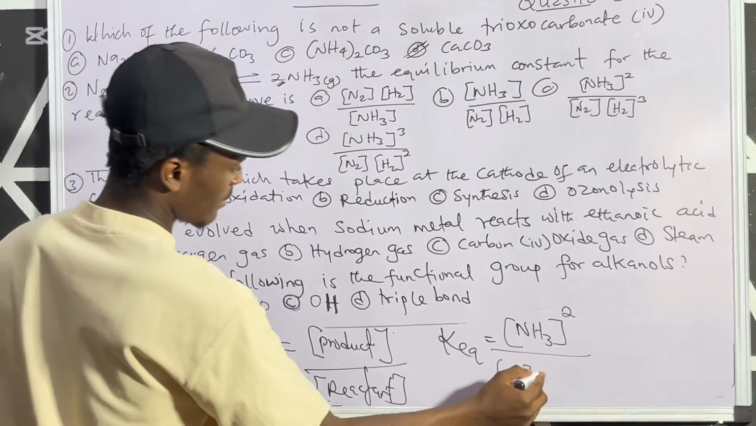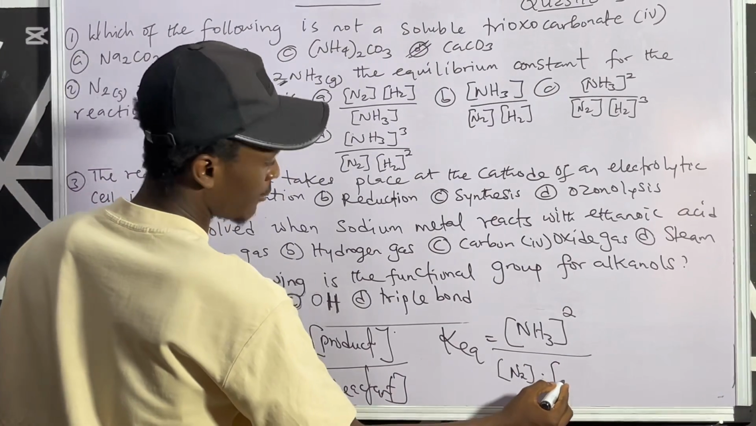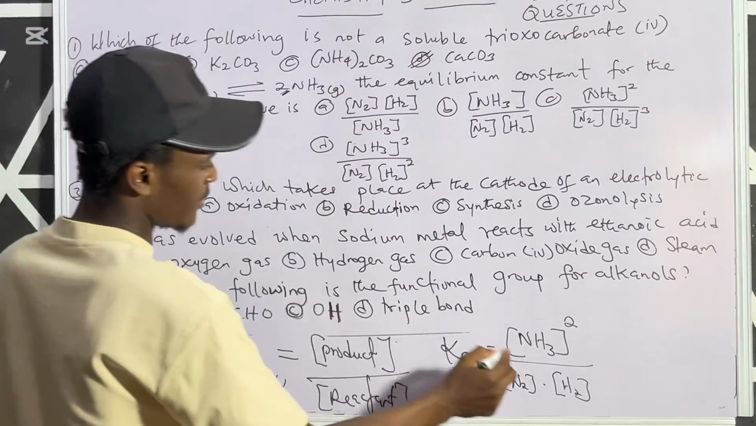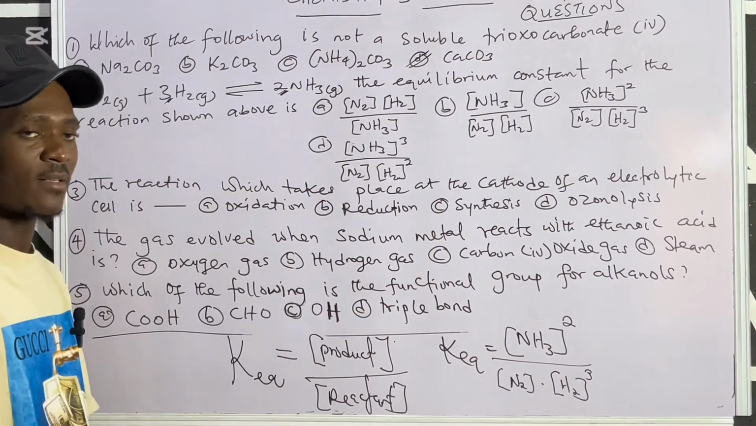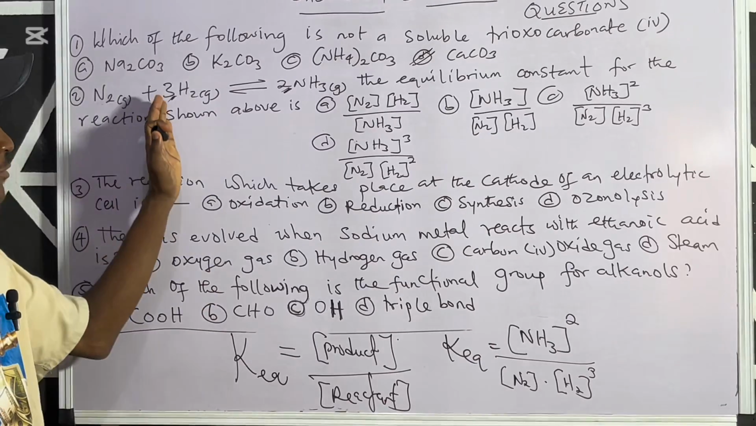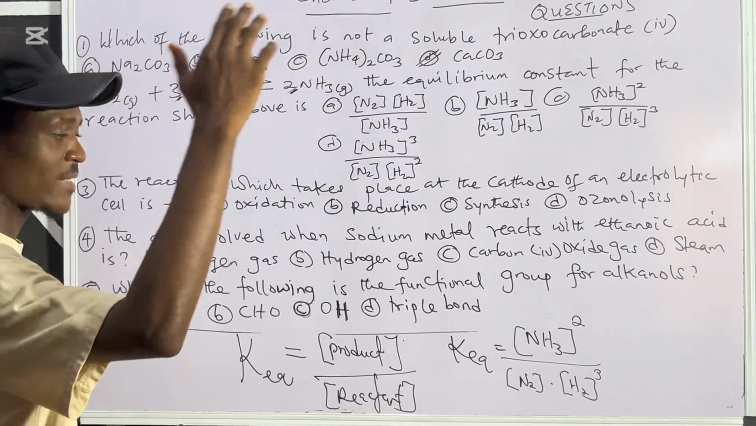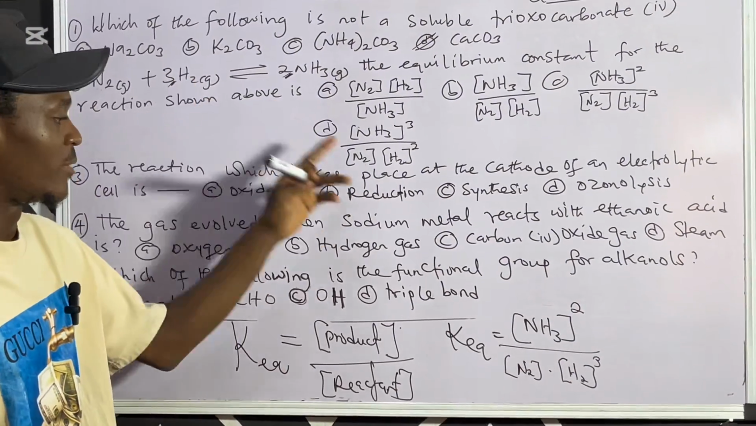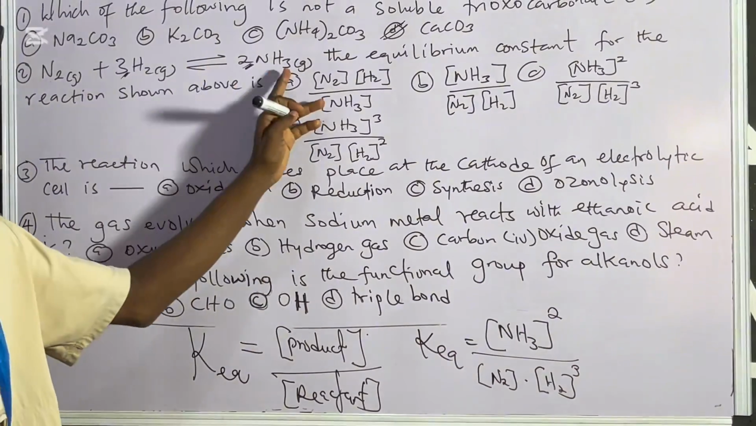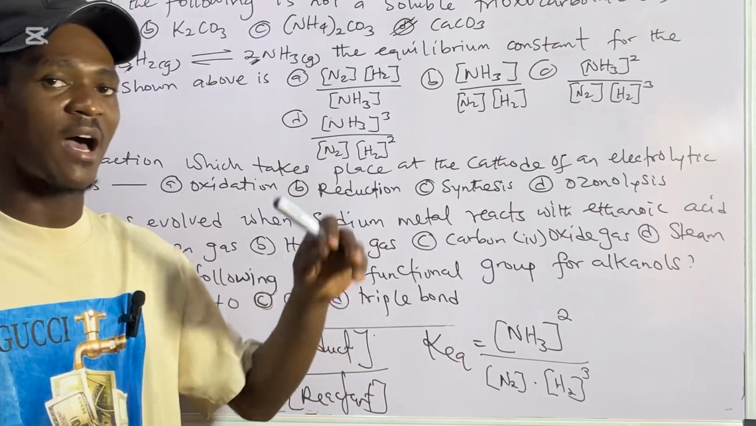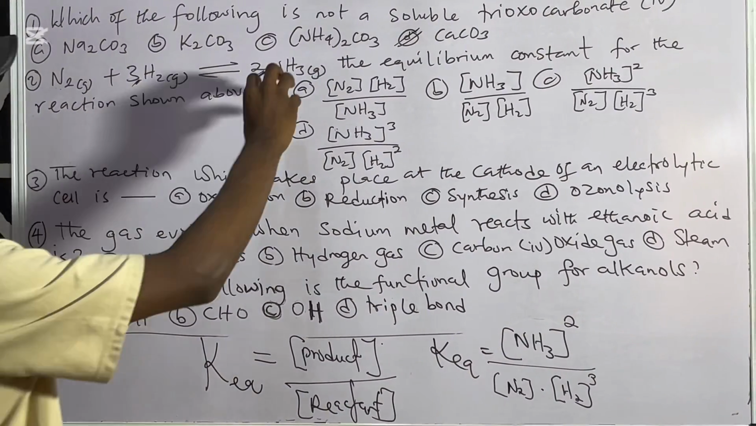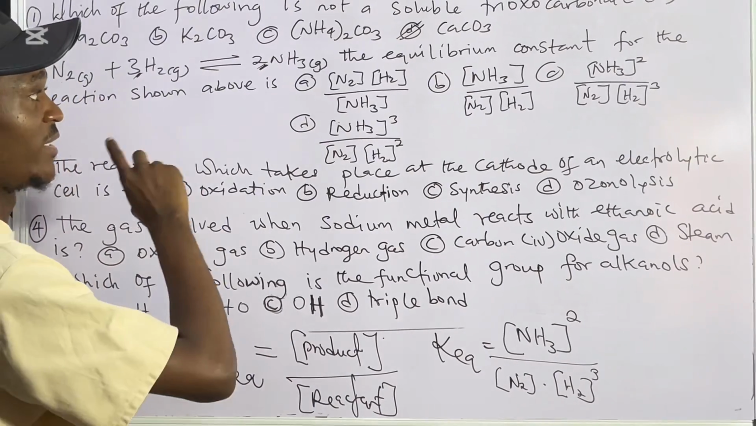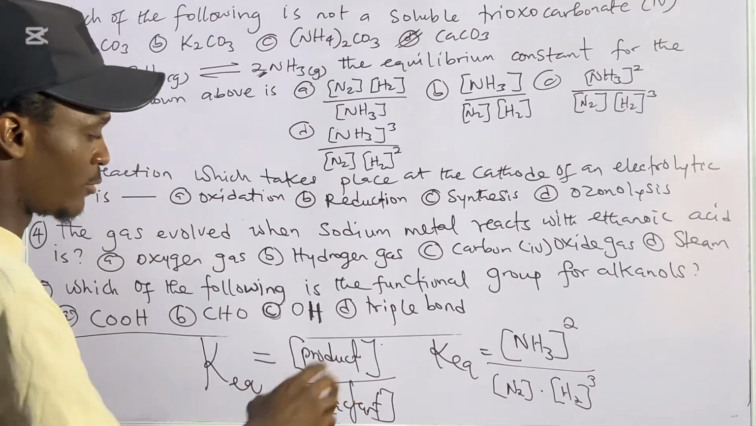Then the next, multiplied by the concentration of H2. What's the coefficient of H2? 3. So raised to the power of 3. So that's how you get it. Is that easy? Any number you're having before the substance, you have to write it as a power. You get? That was what I did here for hydrogen. The coefficient here was written as the power. Then same with this. So it must be product, which is the one at the right, over the reactant. And mind you, like I said, when you have anything like liquid or solid, they do not appear.